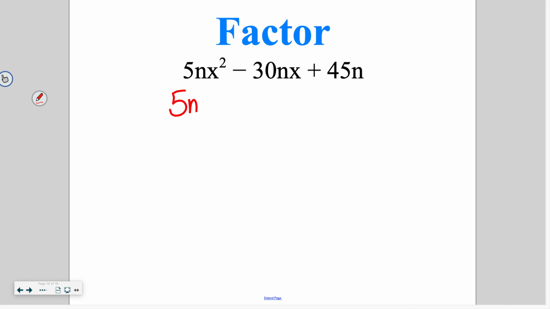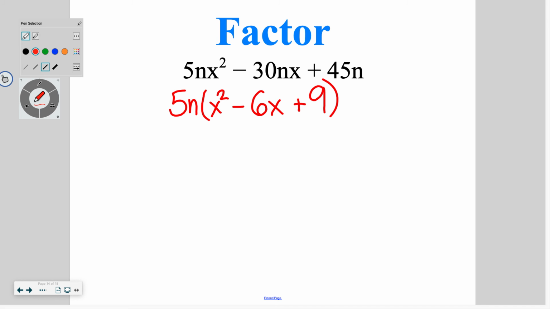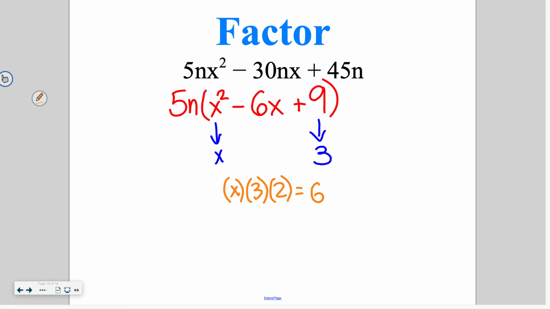So if I pull out 5n from the first part, I end up with x squared. If I pull out 5 and n from the second part, I end up with negative 6x. If I pull out 5 and n from the last part, I end up with just 9. Now if I look again, I can take the square root of x squared and get x. I can take the square root of 9 and get 3. And when I check the middle part and I say x times 3 times 2, that's going to give me 6x, which matches up with that middle.